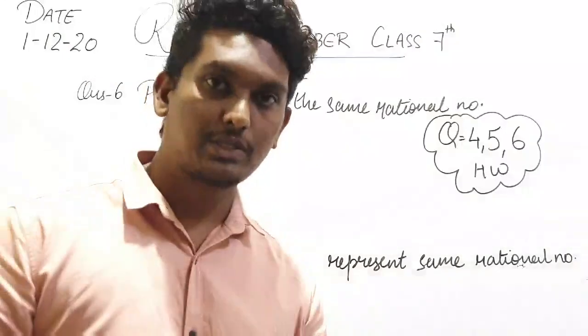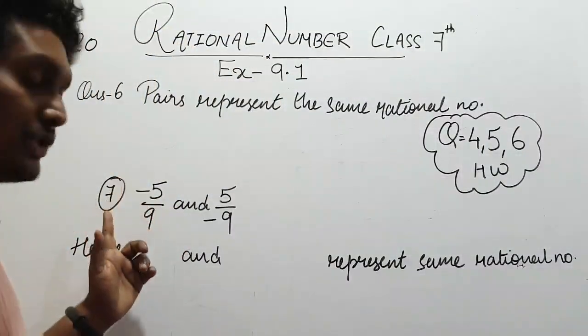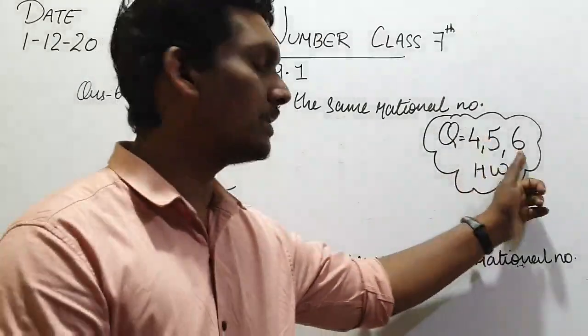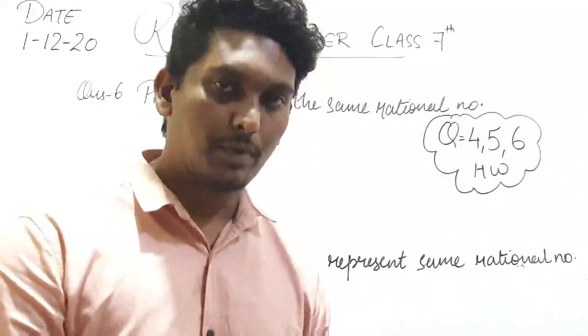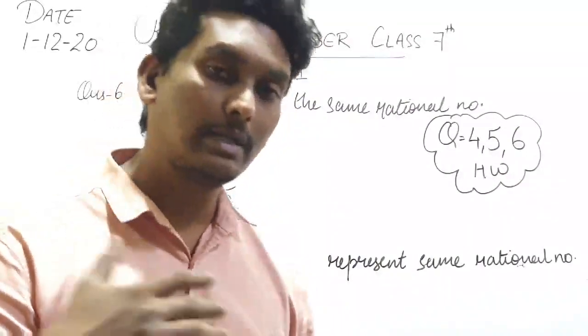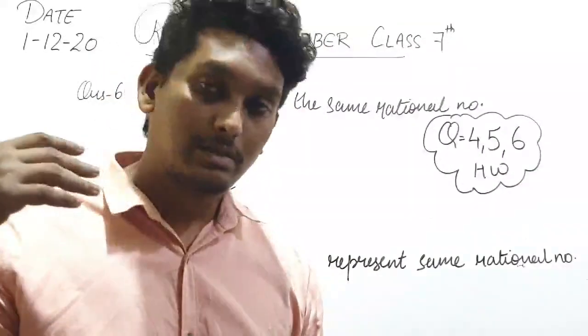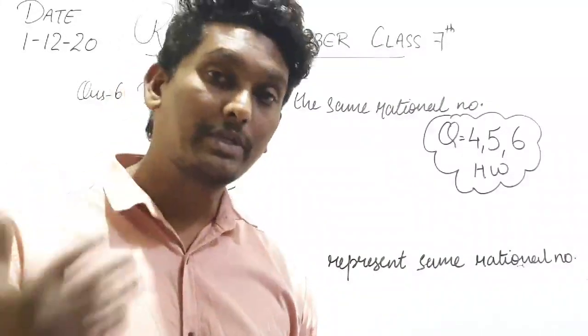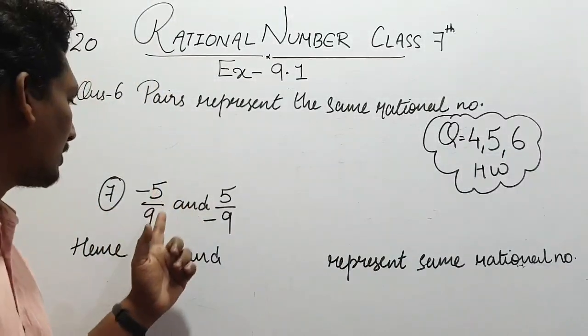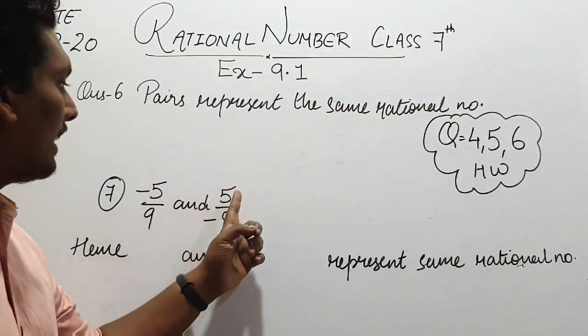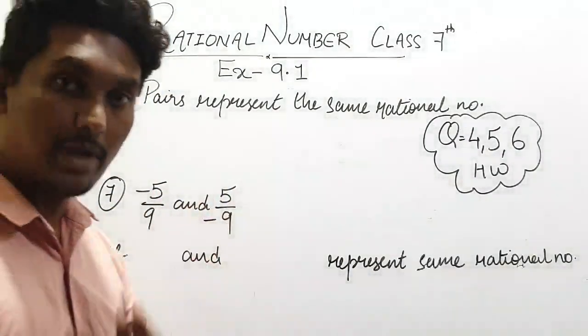Okay, now come to the next one. That is question 7. Questions 4, 5, 6 are homework for you. Same thing what we did in the previous questions, you have to do the same: cut and cancel and see whether they represent the same rational number or not, okay? So the next question is minus 5 by 9 and 5 by minus 9.